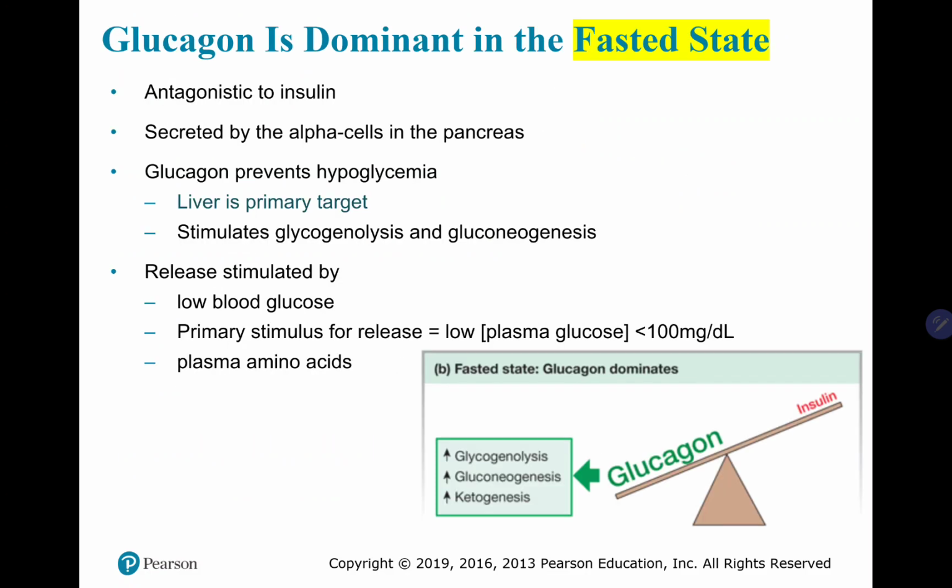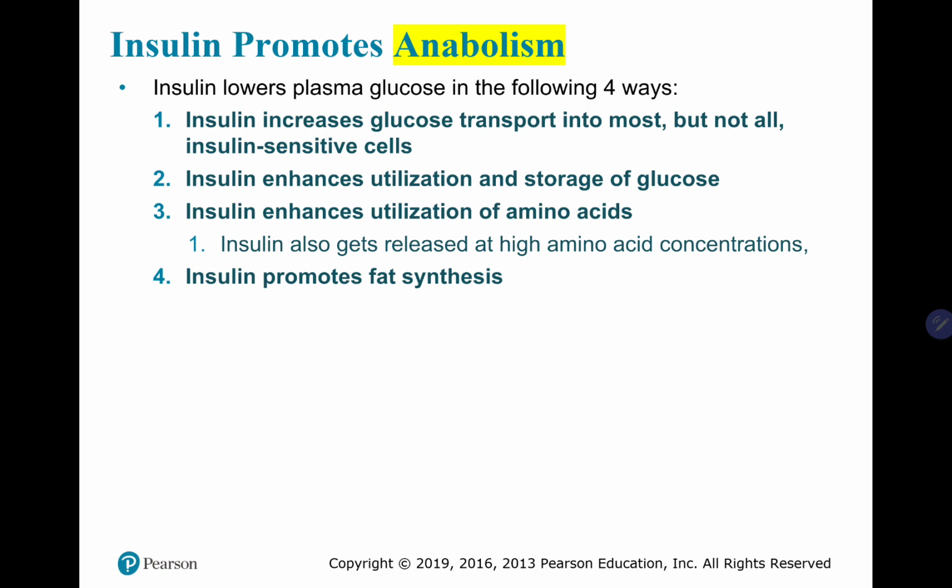So glucagon is dominant in the fasted state. Glucagon is antagonistic to insulin and is secreted by the alpha cells in the pancreas. Glucagon works to prevent hypoglycemia, to prevent low blood glucose levels. So again, it's going to raise blood glucose levels, and the liver is going to be the primary target.